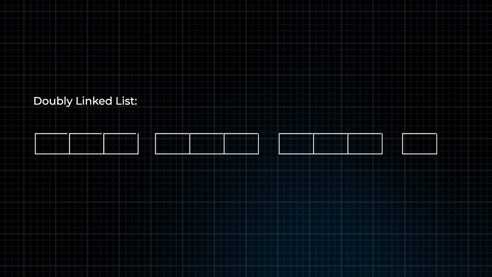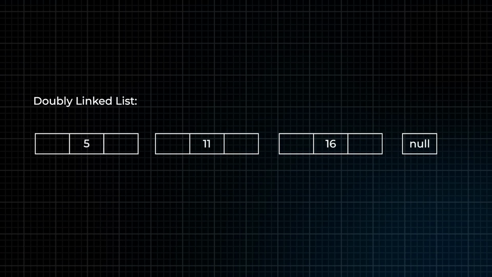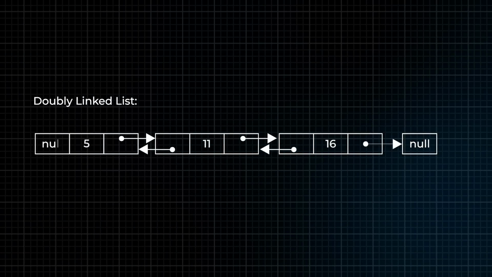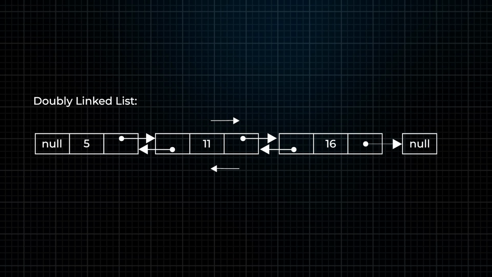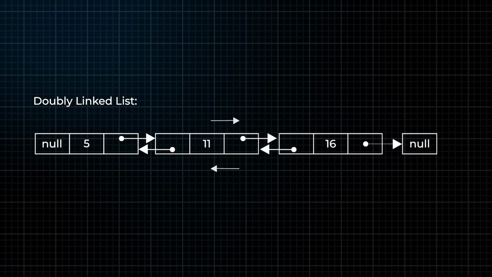In a doubly linked list, each node contains a data element and a reference to both the next and previous nodes in the sequence. Traversal can occur in both forward and backward directions, allowing for more efficient operations such as deletion from the end of the list. Doubly linked lists require more memory per node due to the additional pointers.